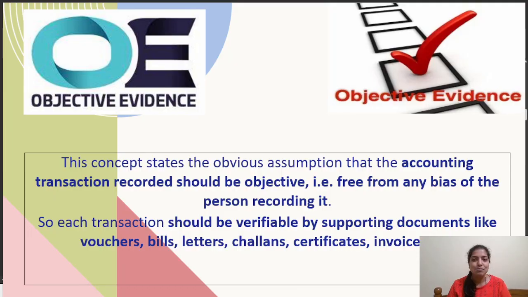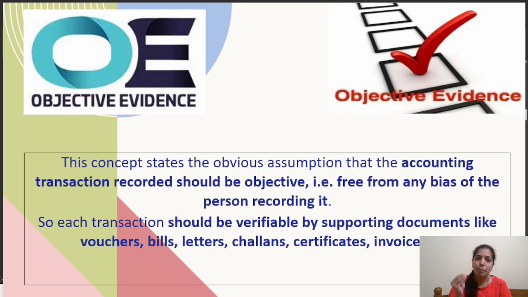That is the objective evidence concept. This is the first concept of today's class. Well, what does this objective evidence concept say? Let me tell you. This concept says that whenever any accounting transaction is supposed to be recorded in the books of account, it should be free from bias of the person who is supposed to record those transactions.